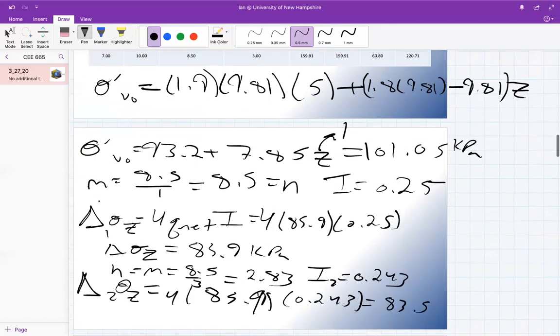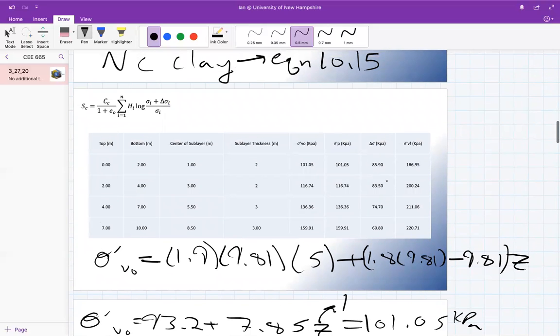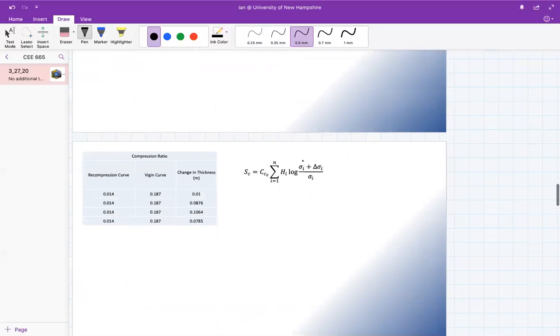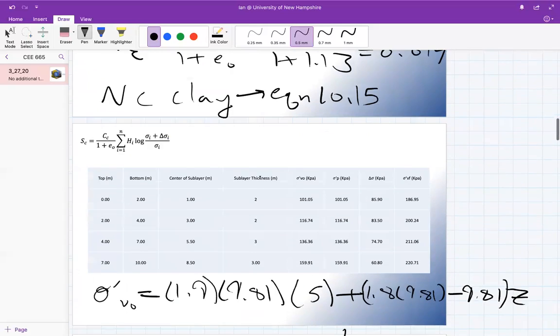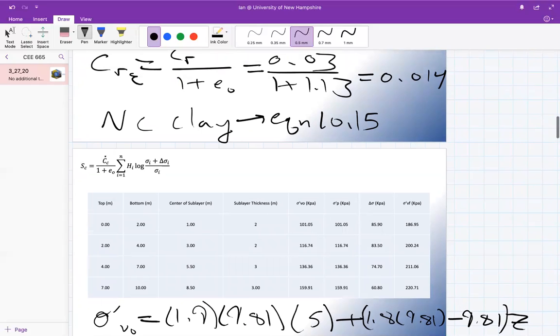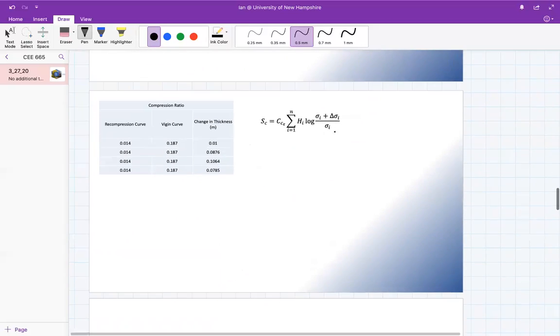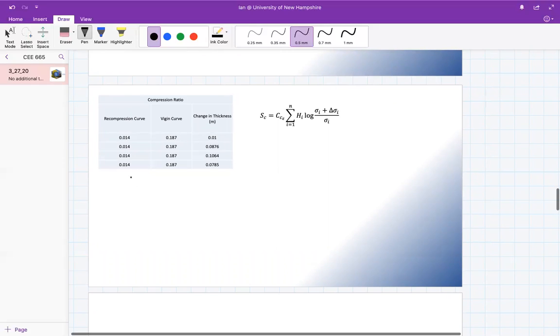Once we repeat that every time, we are going to get these values. So now we're at the point of the problem where we're almost done and we can start calculating the settlement. We're going to calculate the settlement using this equation, which is very similar to up here, but we already calculated this first term. So we're just going to replace it from what we solved up here to simplify things. So now we have this, and we have our recompression curve and our virgin curve, and then our change in thickness. So, the change in thickness we will calculate.